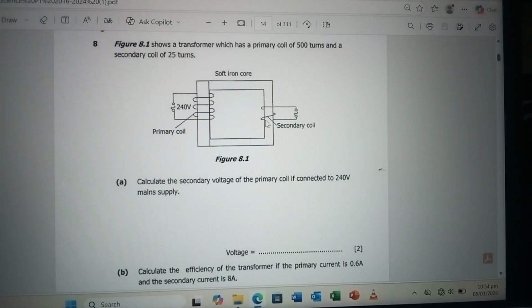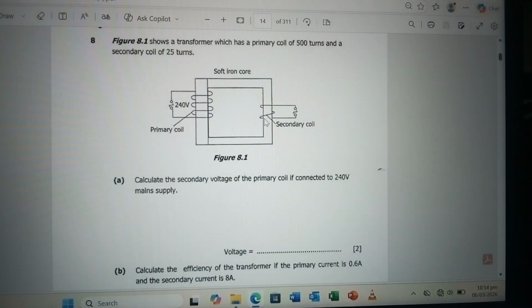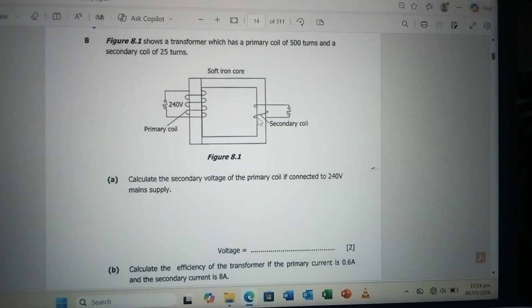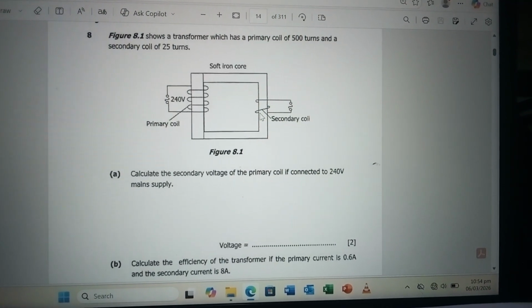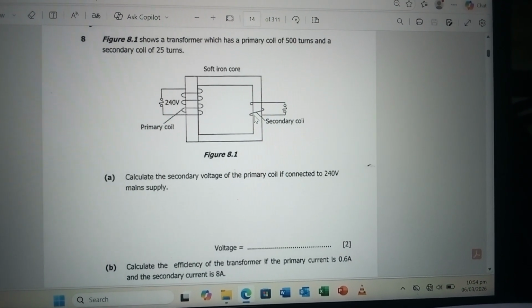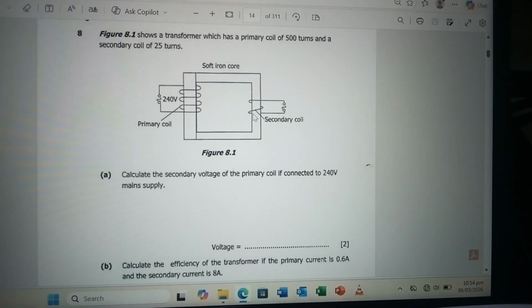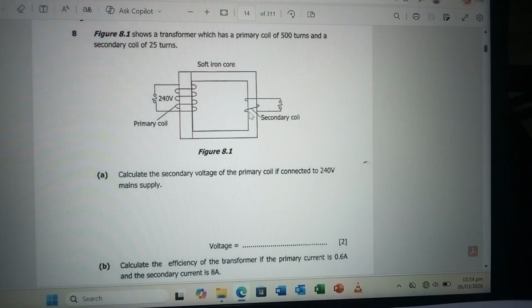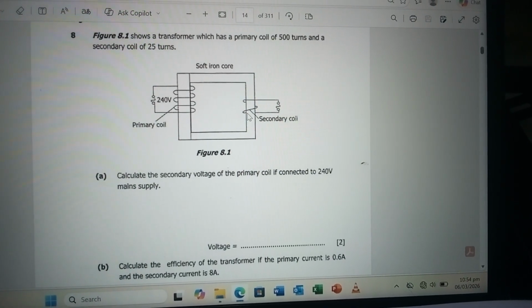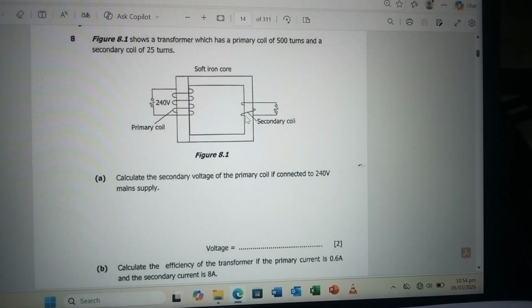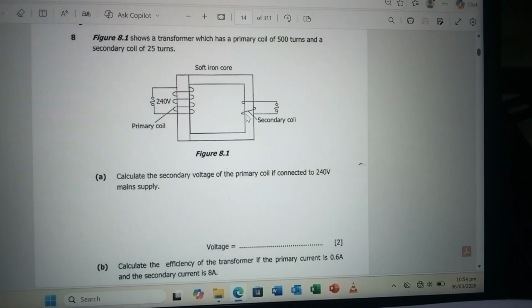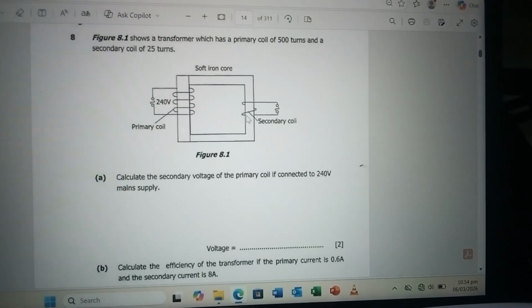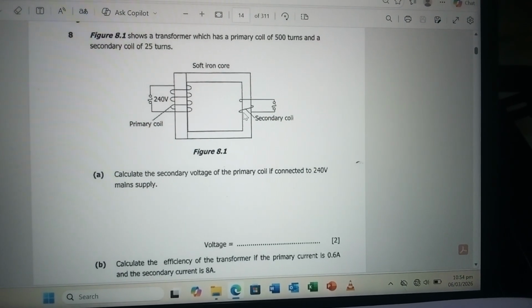Science Paper 1, the paper that was written by the internal candidate in 2016. So this question is coming from the topic of electromagnetic induction. Specifically, this is a transformer. So they are saying figure 8.1 shows a transformer which has a primary coil of 500 turns and the secondary coil of 25 turns.